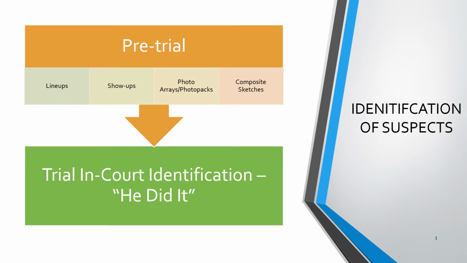There are two broad categories of identification of suspects and defendants, pretrial and trial. Pretrial identifications fall into four main categories: lineups, show-ups, photo arrays, also known as PHOTOPACKS, and composite sketches. We will be looking at lineups and photo arrays. Trial identifications fall into only one category, which is an in-court identification. For example, the witness on the stand points to the defendant and states while pointing, "That's the man who did it."